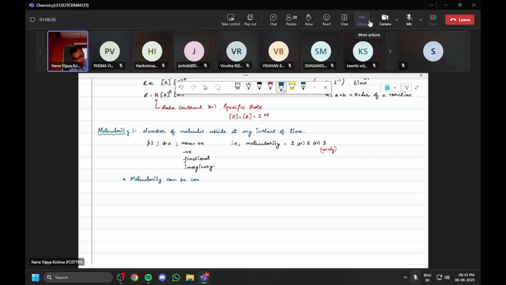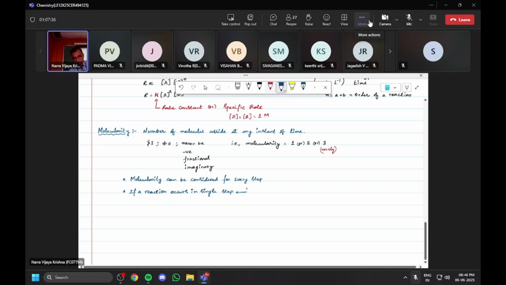Can be considered for every step. Right? If I am considering studying molecularity, I need to study that molecularity for every step. If a reaction occurs in a single step, we call such a reaction an elementary reaction. In elementary reactions, order and molecularity both are equal.